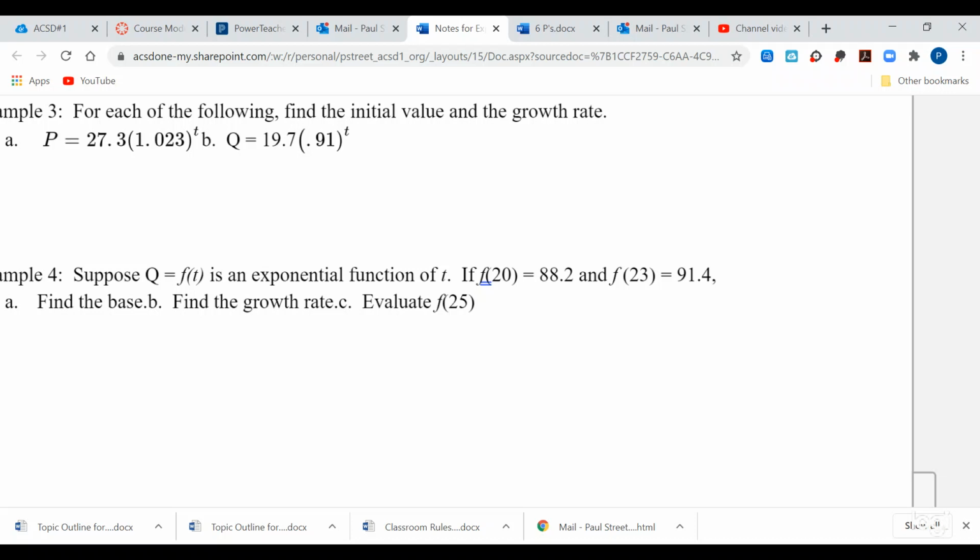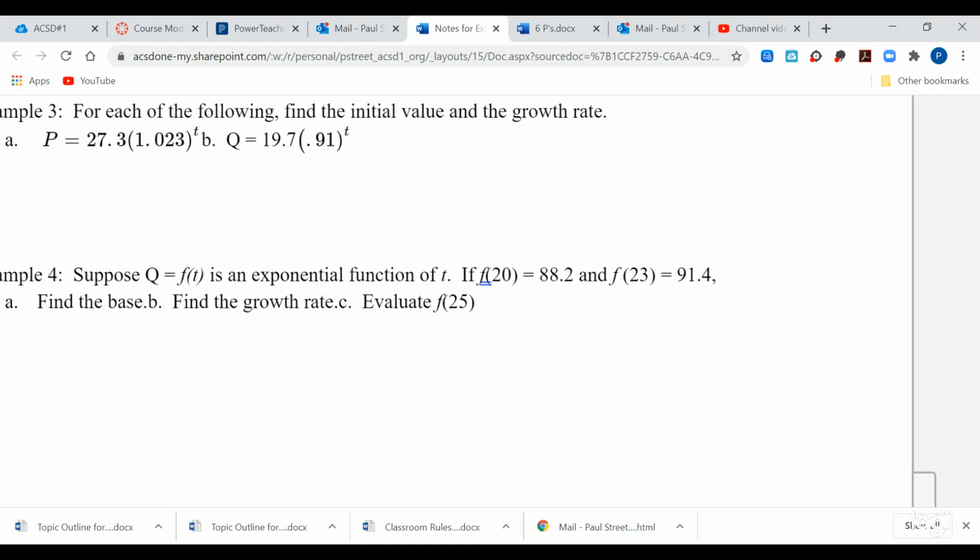Okay, so had enough time. What is our initial value? 27.3, because if you put in 0 for the T, then it's going to be 27.3, because 1.023 to the 0 power would just be 1. That's going to be your value. And the growth rate is going to be, can you tell what that is? Nice, 2.3%, because 1.023 minus the 1 is 0.023. And if you change that decimal to a percent, it becomes 2.3%.